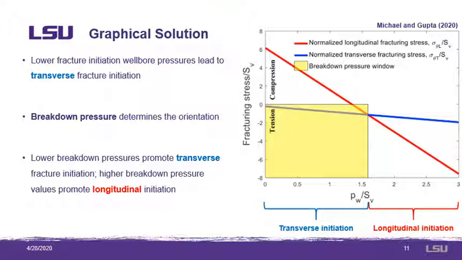For instance, it has been proven that low pressurization rates can suppress the breakdown pressure for a given in situ state. Therefore, strategic use of low injection rates can be employed to create an environment where transverse fracture initiation would be promoted.